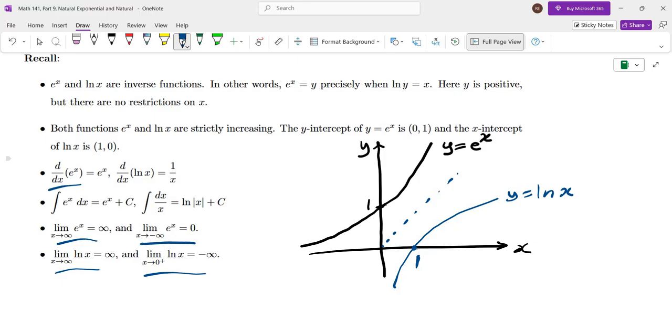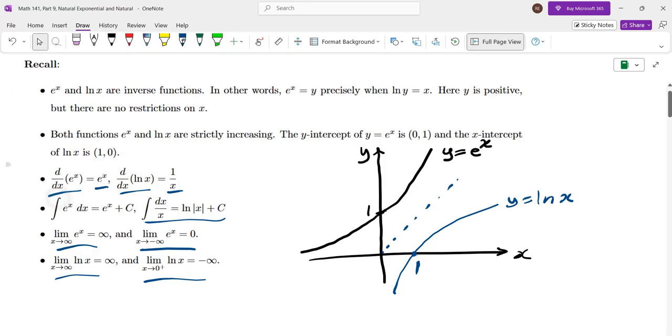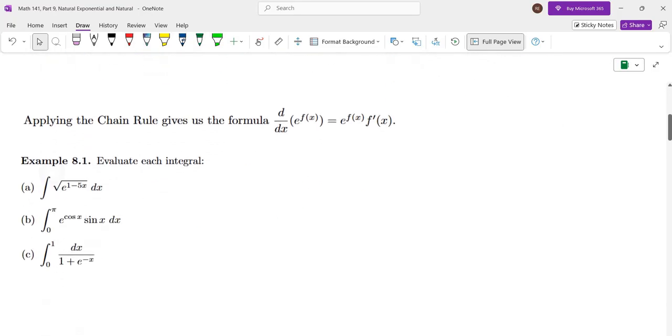The derivative of the exponential is itself. The derivative of the logarithm is the reciprocal. The integral of e to the power of x is e to the power of x plus c. And the integral of 1 over x is natural log of absolute value. So when you're integrating 1 over x, you have to be careful. The integral would be natural log of absolute value of x. So these are things that you have seen before.